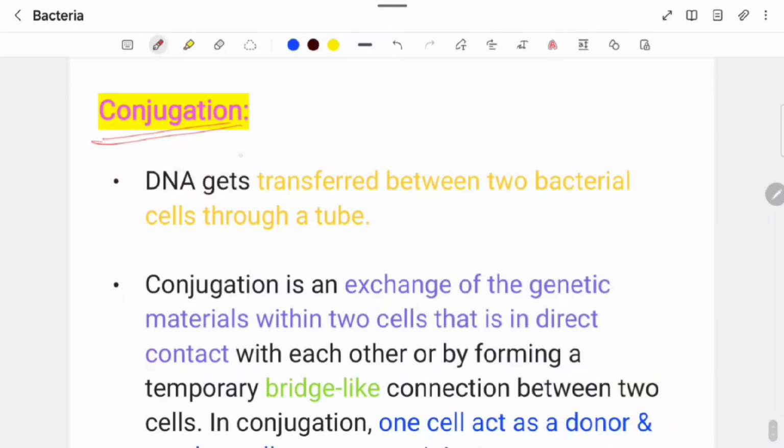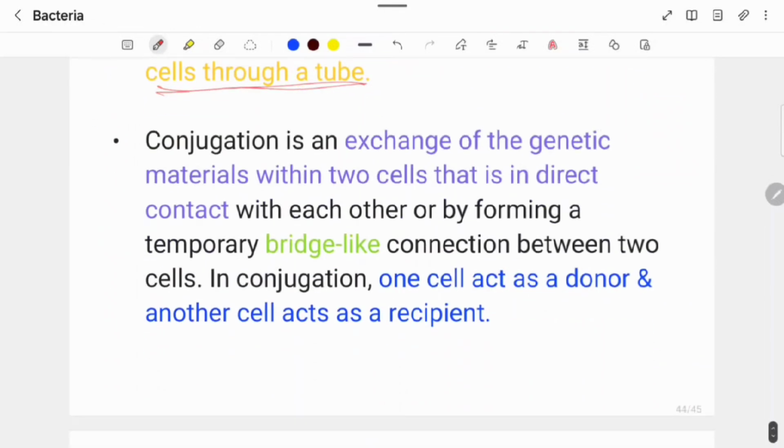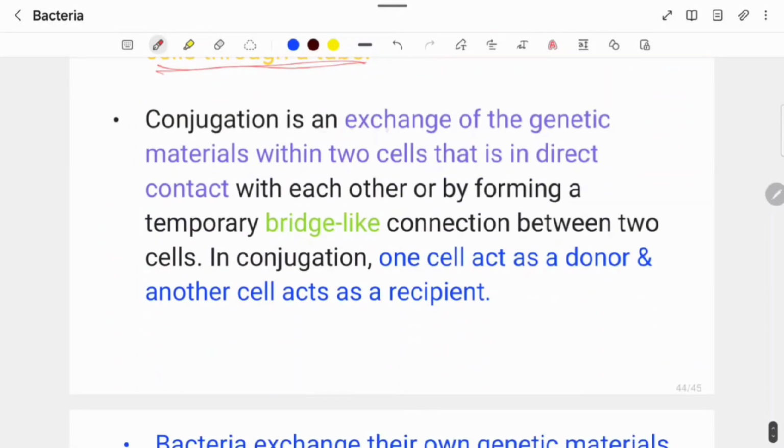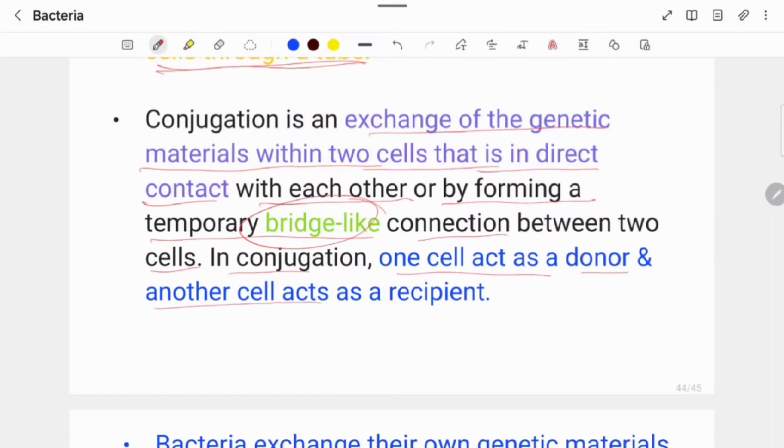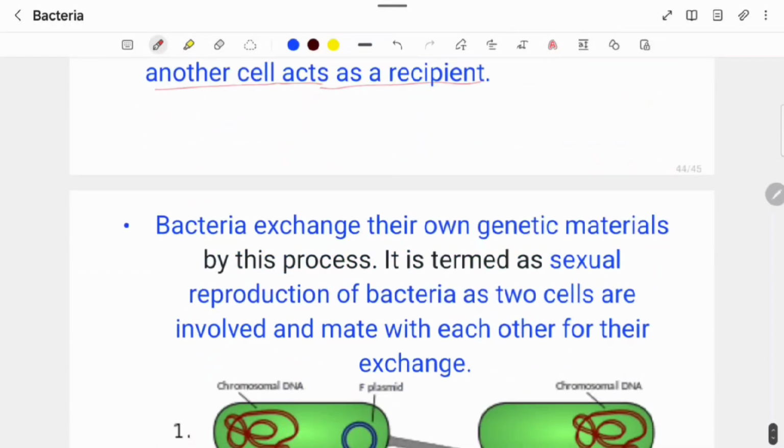Conjugation. DNA gets transferred between two bacterial cells through a tube. That is conjugation. Conjugation is an exchange of genetic material within two cells that are in direct contact with each other by forming a temporary bridge-like connection between two cells. In conjugation, one cell acts as a donor and the other cell acts as a recipient. Bacteria exchange their own genetic materials by this process.